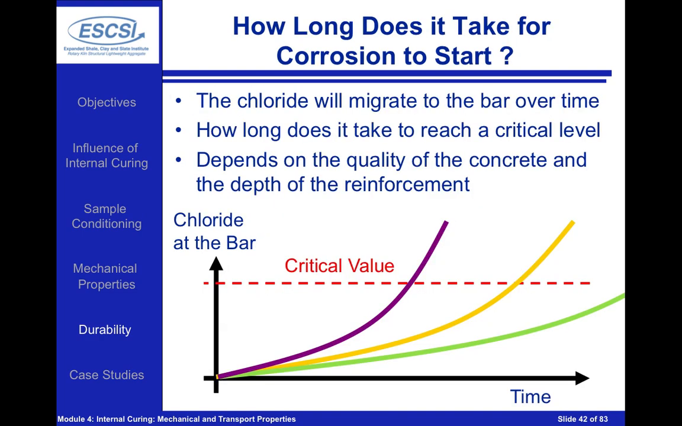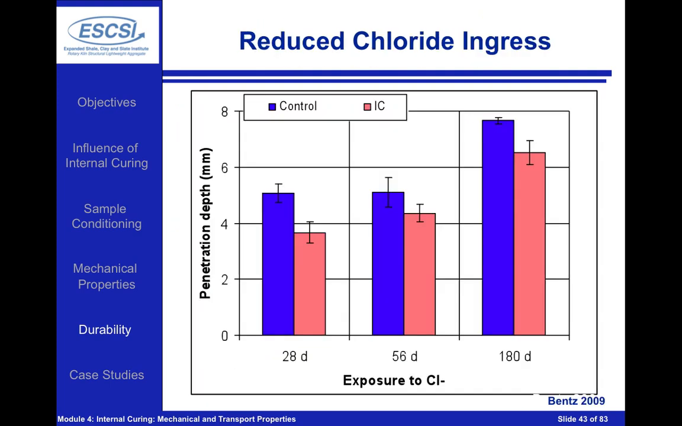So the whole idea here is we want to use Fick's second law or some other sort of approach like the Nernst-Planck approach to estimate how long it will take the chloride ions to move from the surface of the concrete to reach a sufficient level at the bar, a critical level at the bar, and this is going to depend on, one, the depth of the reinforcement, and two, the quality of the concrete. So in a lower quality concrete, maybe shown by the purple line, we'll reach that critical level much faster than in a moderate, the yellow line, or good quality concrete that we see here shown in green.